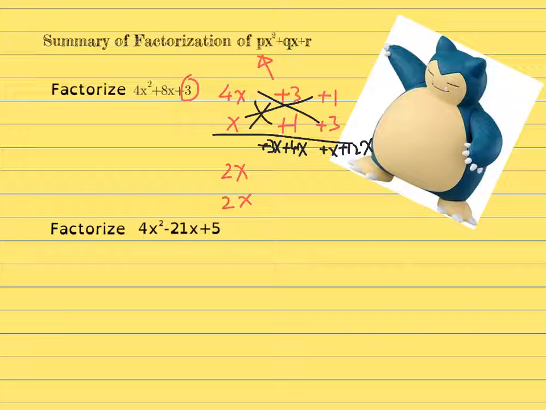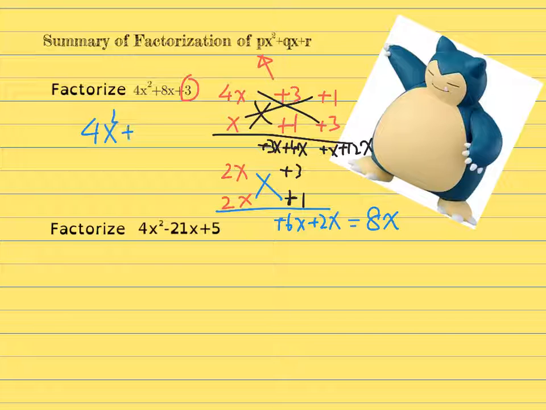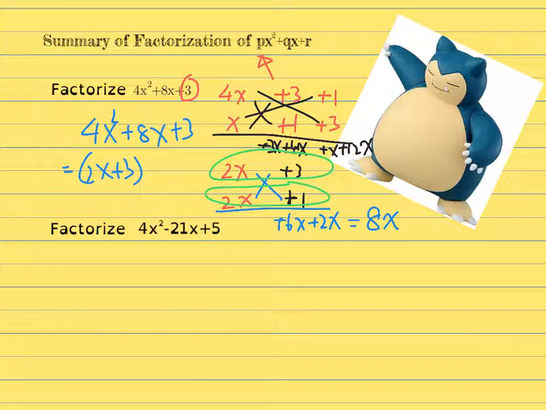However, if you use the second set, plus 3, plus 1, then you will find it works. So you do it like this. Okay, 2x times plus 3, you get plus 6x. And then 2x times plus 1, you get plus 2x. Finally, you can get 8x. So it matches our middle term. So 4x² plus 8x plus 3, you can get it horizontally. Okay, so they are 2x plus 3 and 2x plus 1.